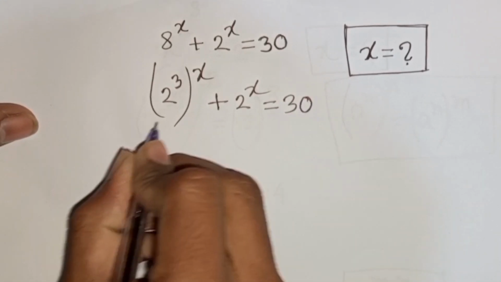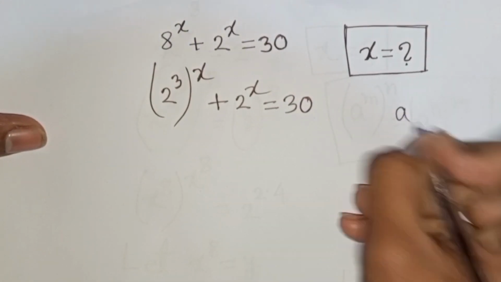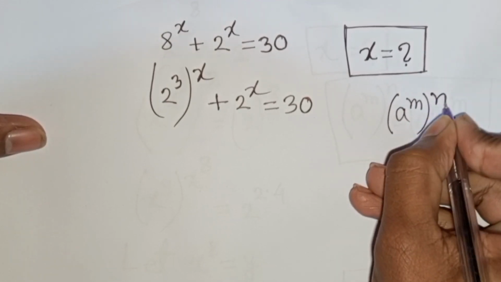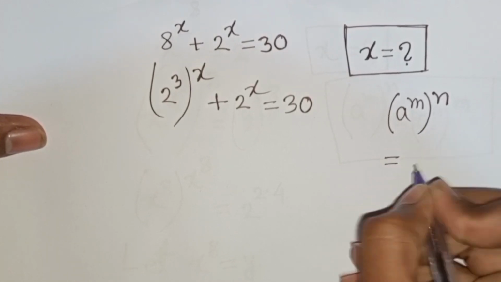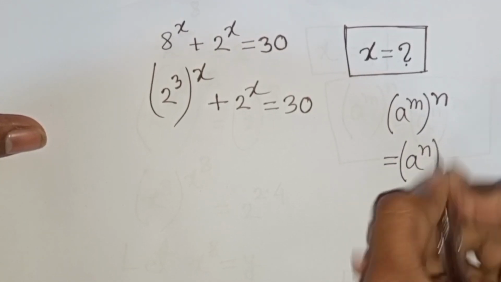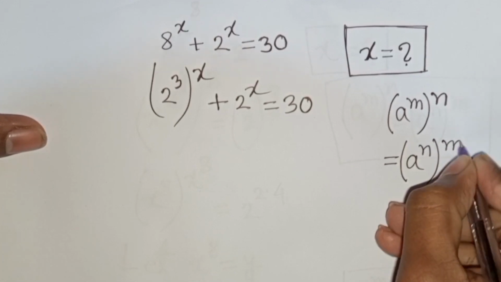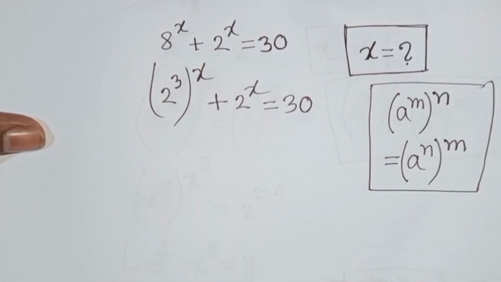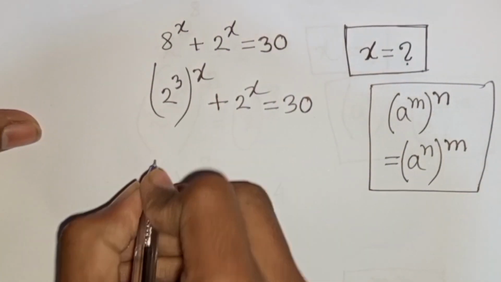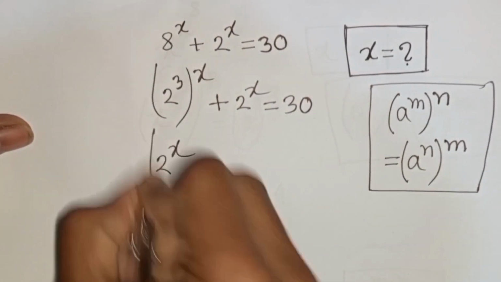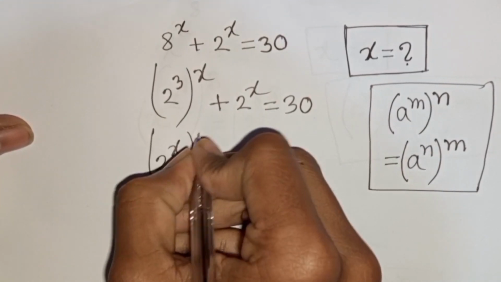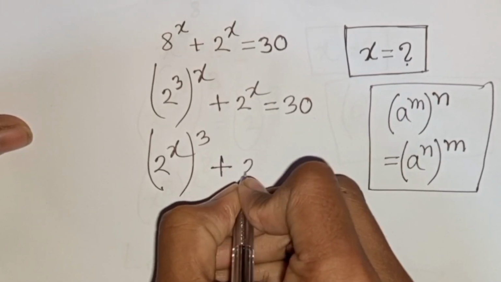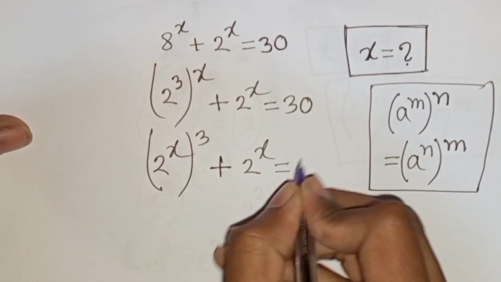Now here you can apply this exponential rule that a power m bracket power n is equal to a power n bracket power m. So according to this rule, we can write here 2 power x, then bracket power 3, plus 2 power x is equal to 30.